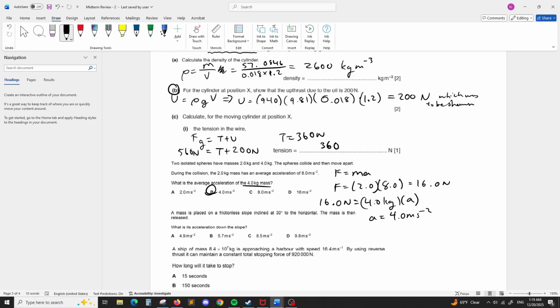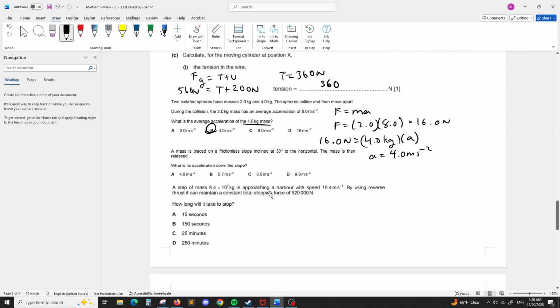All right, next question. A mass is placed on a frictionless slope inclined at 30 degrees to the horizontal. The mass is then released. What is its acceleration down the slope? So let's draw a diagram first.